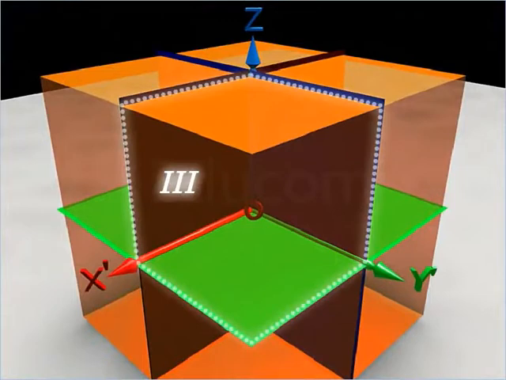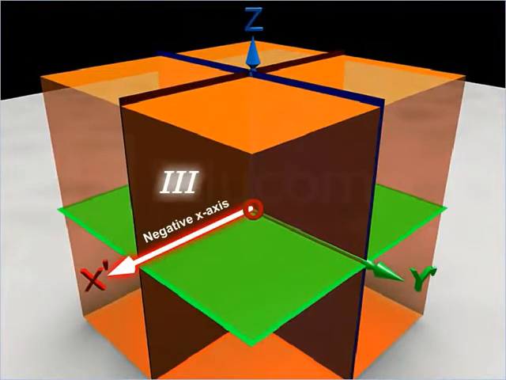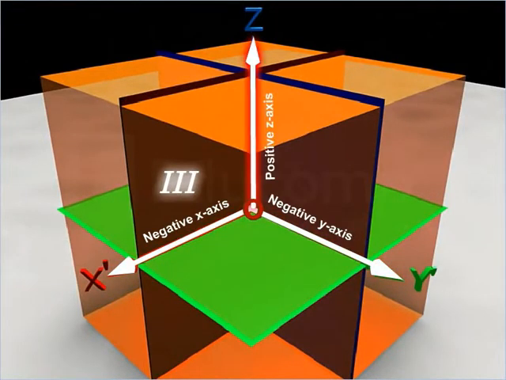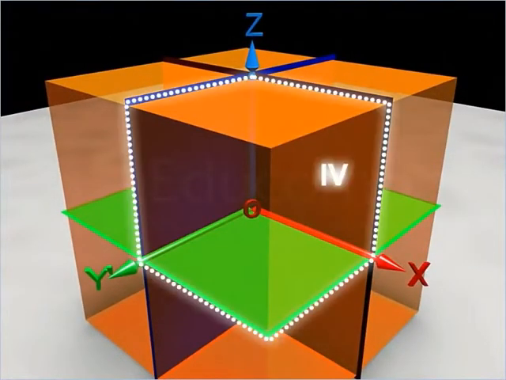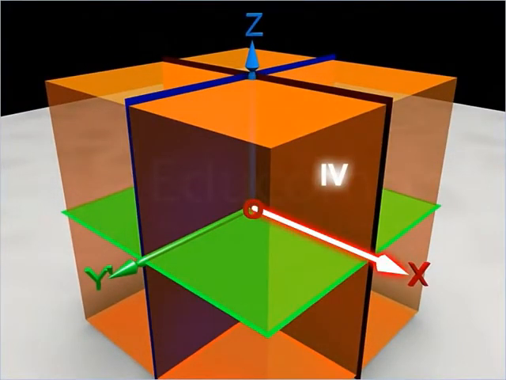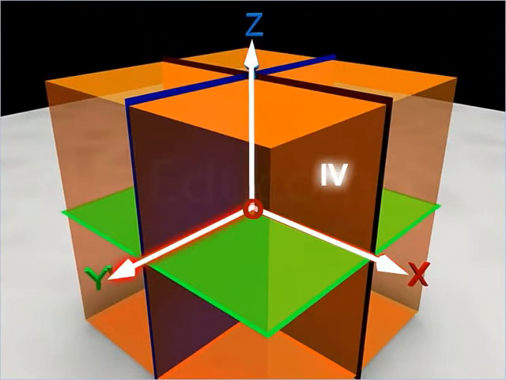Further, the third octant consists of negative x and y axes and the positive z axis. So the x and y coordinates of the points lying in this octant are negative, whereas the z coordinate is positive. Next, the fourth octant consists of positive x and z axes and the negative y axis. So, the x and z coordinates of the points lying in this octant are positive, whereas the y coordinate is negative.